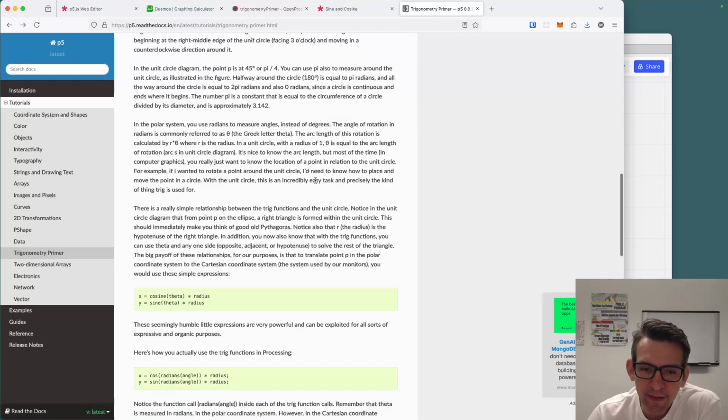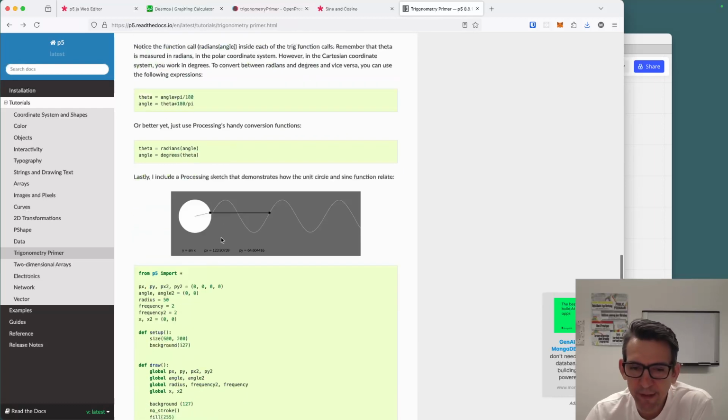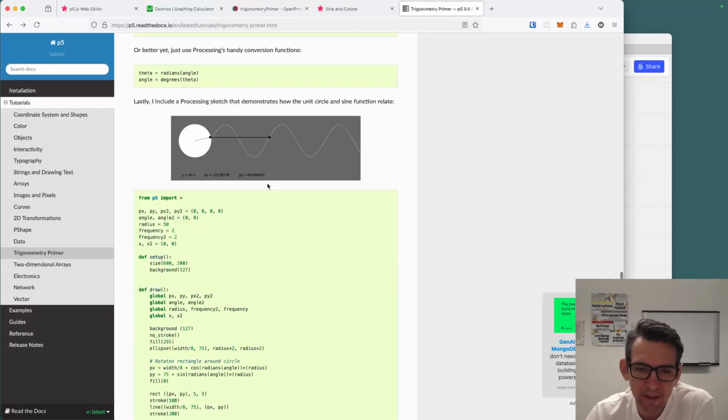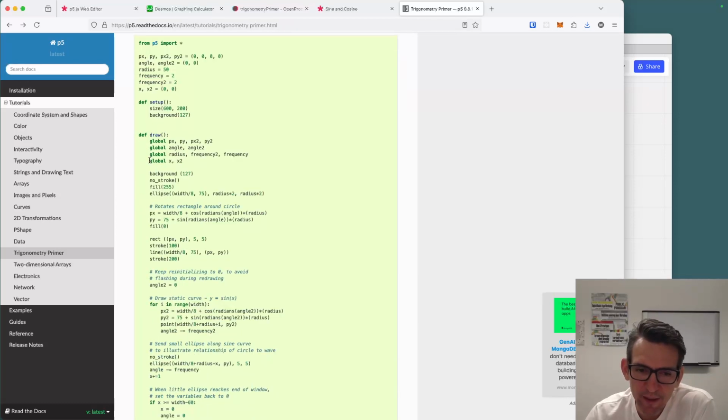So this article describes in detail how exactly it works, how it relates to your sine and cosine waves, and there's a little bit of code written in original Processing. So this requires Java.